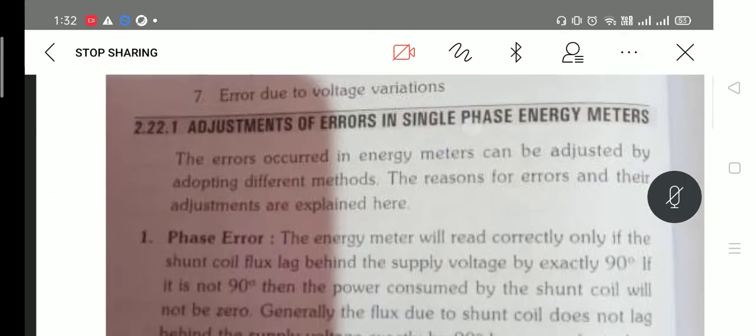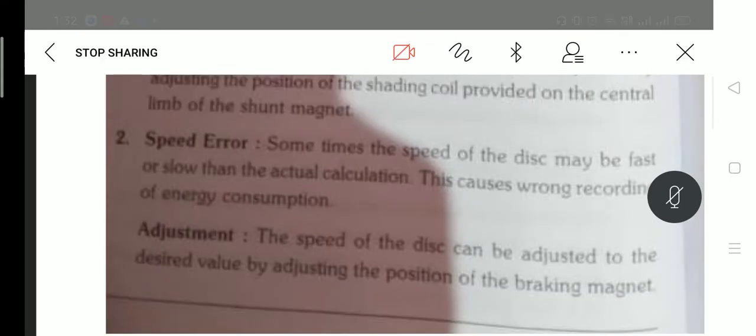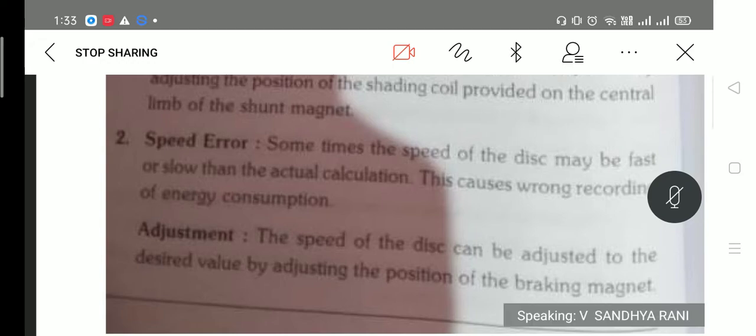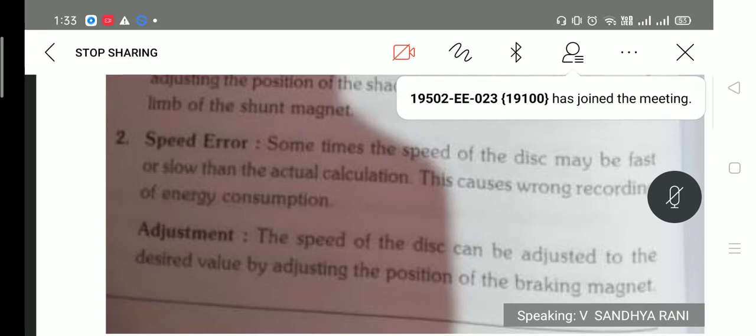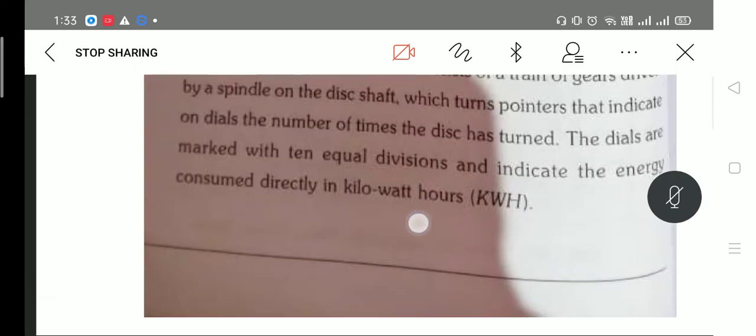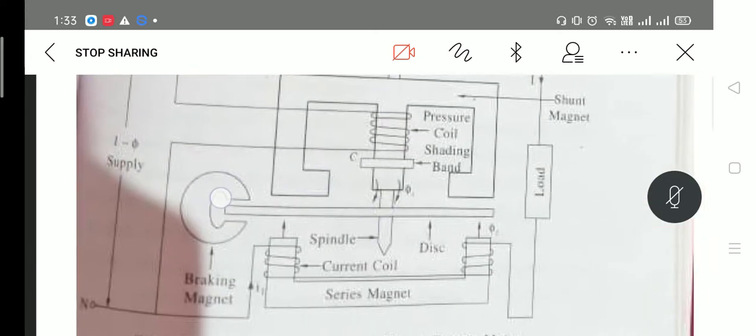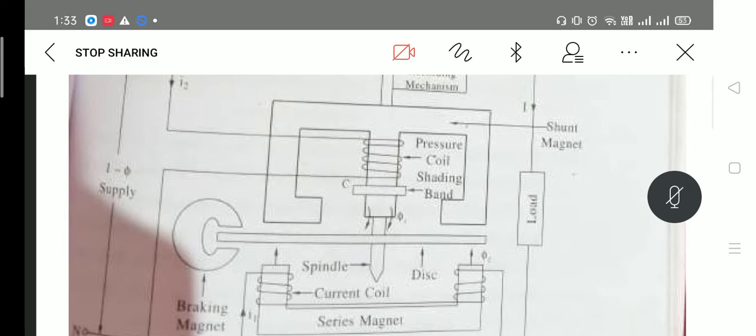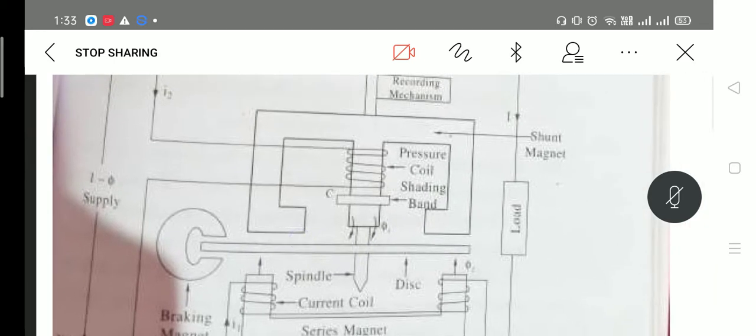Next one is speed error. Speed can be adjusted by using the braking magnet, right? Here we are using the braking magnet. Any fast or slow response in the speed of that instrument, we can avoid that speed error using the braking magnet, that is a permanent magnet. By using this braking magnet or permanent magnet, we can control the speed of this aluminum disc. Then we can avoid the speed error also.